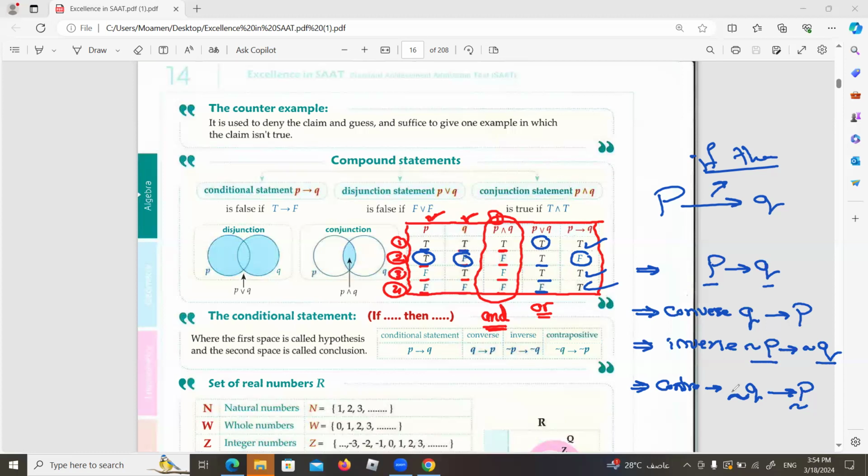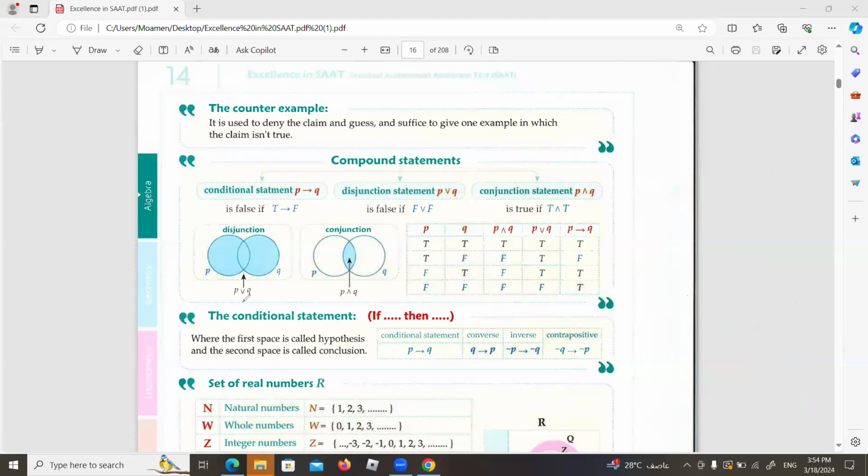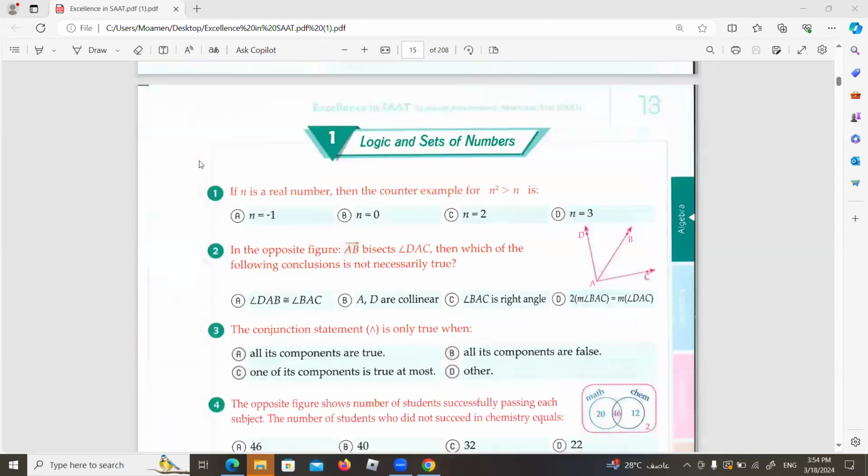Okay, this is what we have here. We will start our problems together with the first problem. If n is a real number, then the counterexample for n squared greater than n is. So I need a counterexample, which means an example that shows this statement is not true.